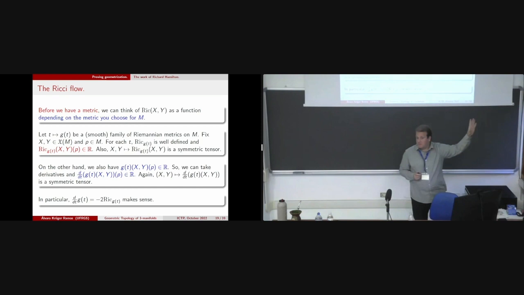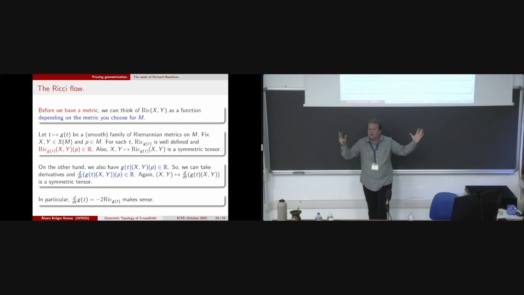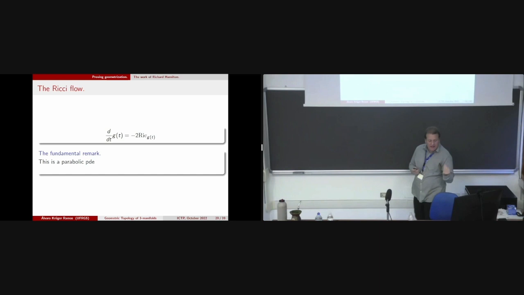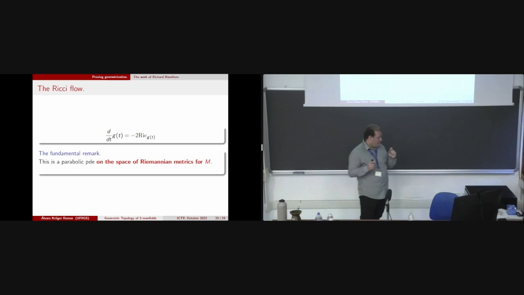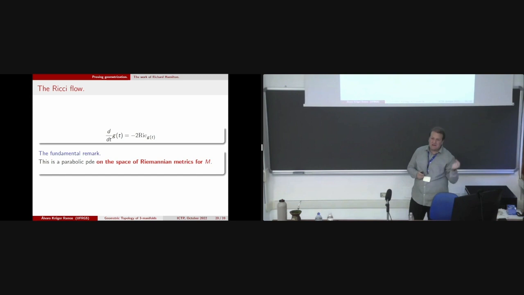And this equation is the Ricci flow, the equation of the Ricci flow. The solution is what we will think of as the flow of your manifold. Okay, so the fundamental remark is that this is a parabolic PDE, but this is not the fundamental part of the remark. The fundamental part of the remark is that it takes place on the space of Riemannian metrics for your manifold.